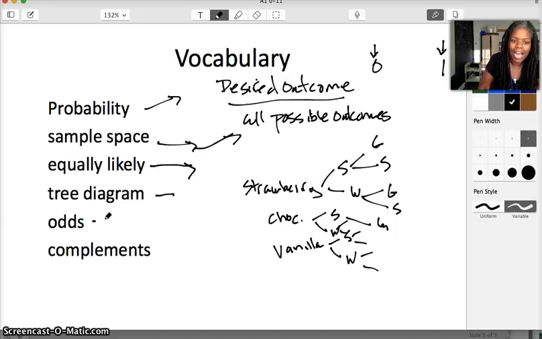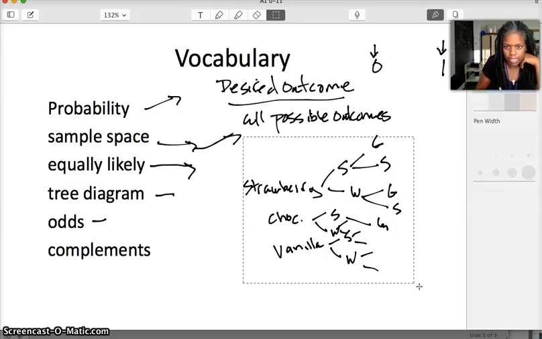Odds. The word odds really refers to the ratio. Now, this is different from probability. The ratio of the thing that you want to happen against all the ways it can't happen. So it's not against all possible outcomes. It's against all the other outcomes. And I'm going to write that down.